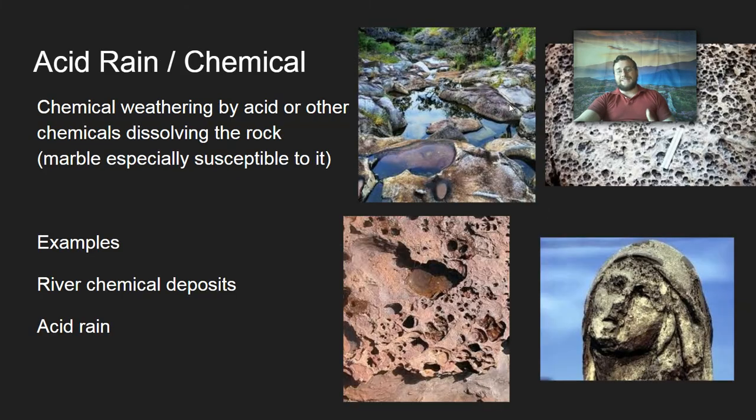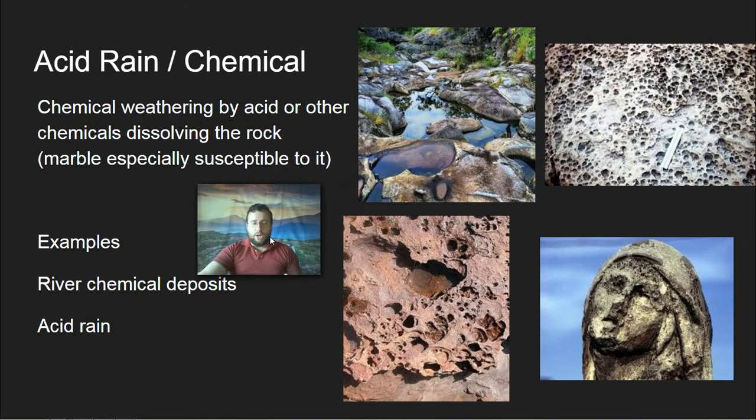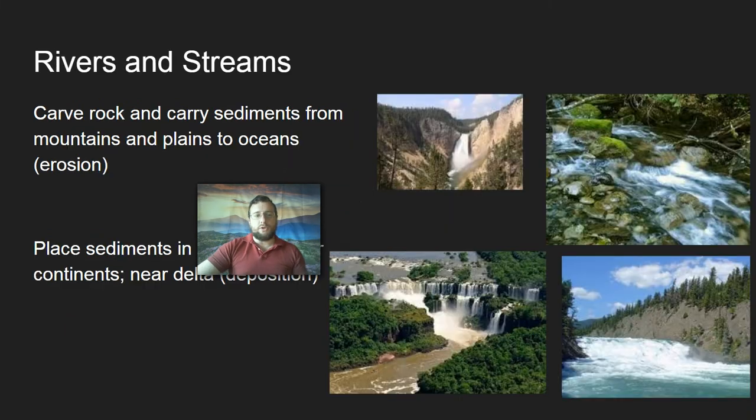Another thing we talked about is acid rain or chemical erosion, which happens when water, either from rivers or from rain, carries chemicals within it, which are corrosive in nature and break down the rock. Marble is especially susceptible to it, which is why statues in Europe have to be protected inside. Otherwise, they get destroyed, like the picture shows here. And so these were the main kinds of erosion we talked about.